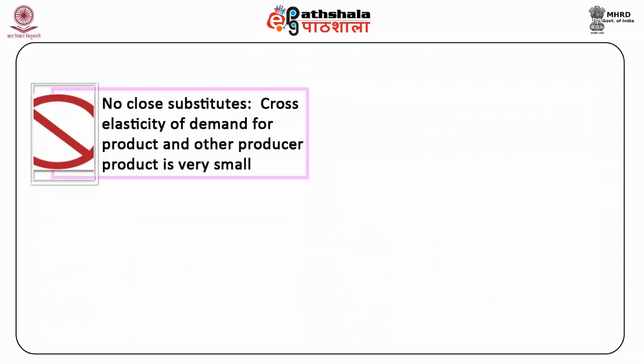Third, no close substitutes. As the monopolist is the sole producer, there are no close substitutes for the product it produces. If close substitutes are available, then the firm will not be able to enjoy monopoly. Thus, the cross elasticity of demand for the monopolist's product and other producers' products is very small.